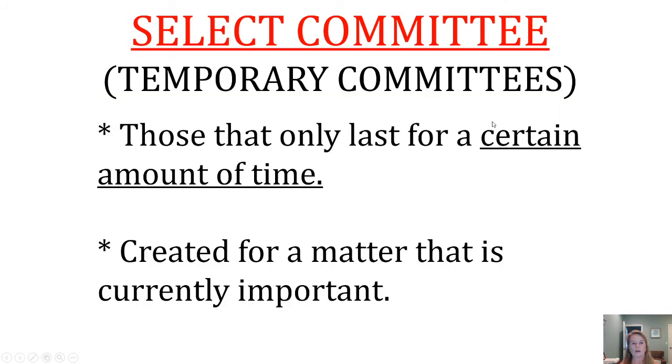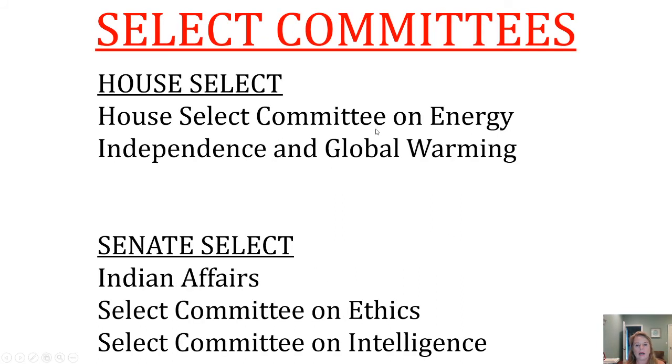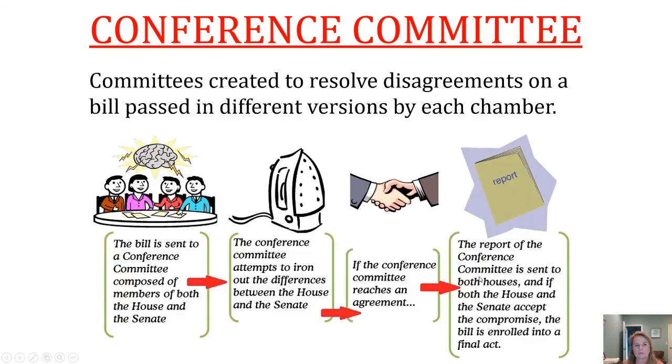These are just more. And then the second type of committee is a select committee. This is temporary as opposed to the standing, which is permanent. Those only last for a certain amount of time, created for a matter that is currently important. So we have this issue going on right now that's not always here. So we need a temporary committee, a select committee. House select committees on energy, independence, and global warming. Senate select, Indian Affairs, Committee on Ethics, Committee on Intelligence. These are just some examples.